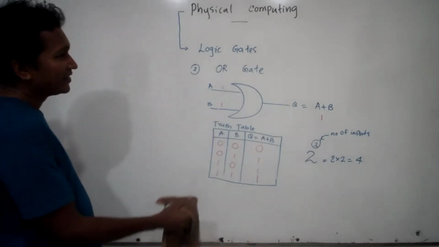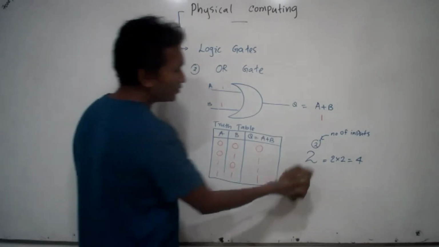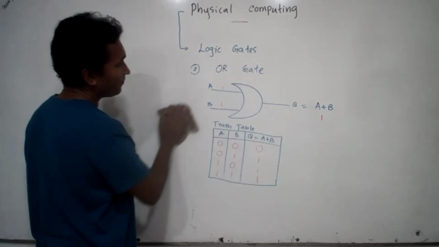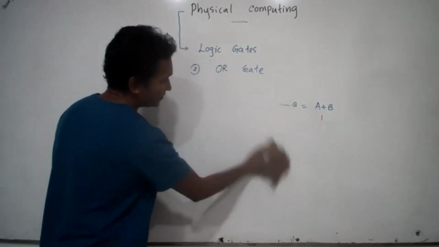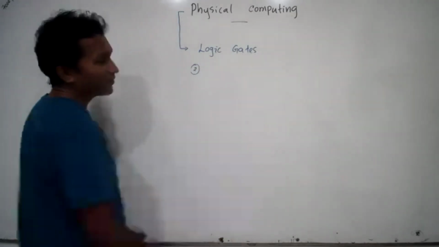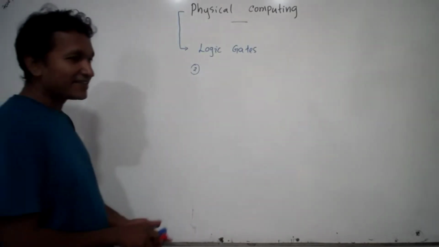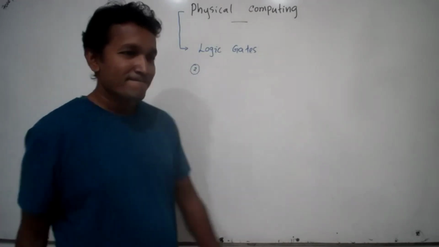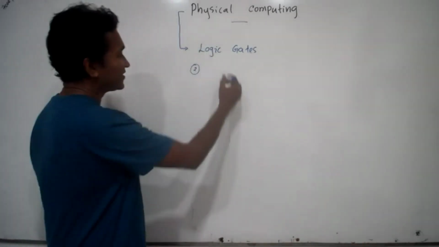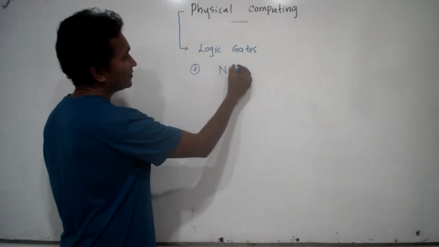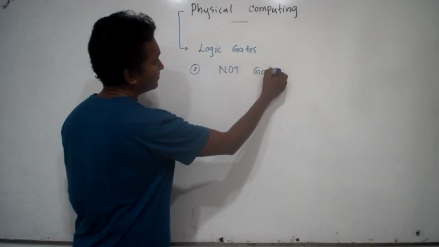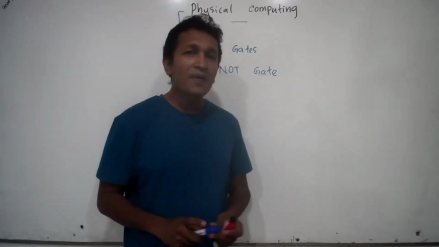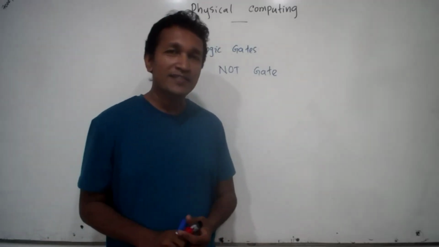Okay? Right. I'll do this a little bit fast because we did it last week. Right. What is the other gate? Not gate. Not gate. Right. So can you give me an example in the real world for a NOT gate?